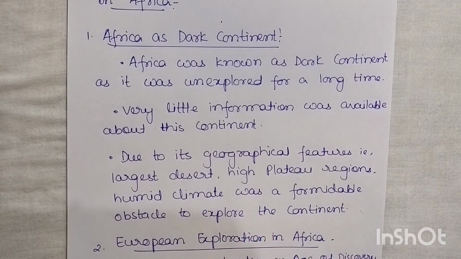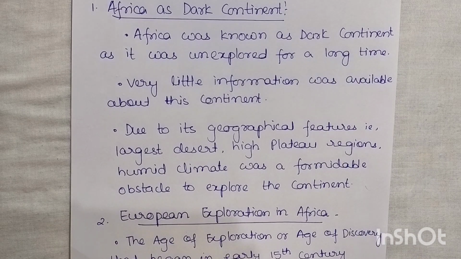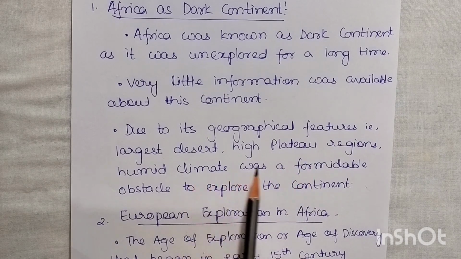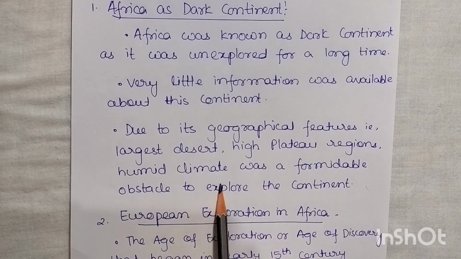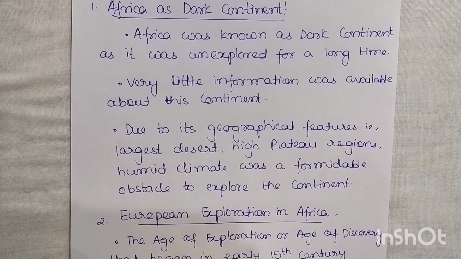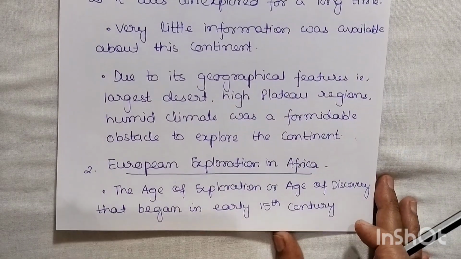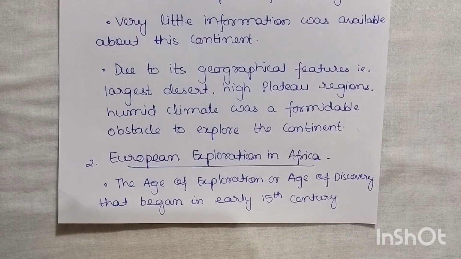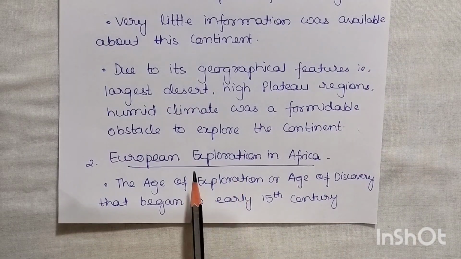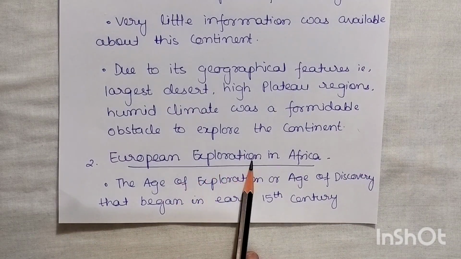So first of all, what happened? Africa was unknown to the people of the other continents. Okay, why? Because it has very tough geographical features, where you can find the largest desert, and a humid climate as well. Due to this, what happened? It has remained unexplored for a longer time, even though imperialism happened in Africa. So see how European exploration in Africa took place.